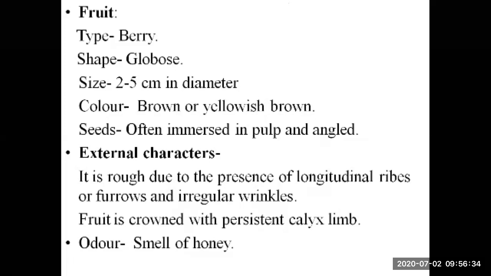The external character is rough due to the presence of the longitudinal ribs. That is Dharaphala. Because of those ridges, it is rough. It is rough due to the presence of longitudinal ribs or furrows and irregular wrinkles. The fruit is crowned with the persistent calyx limb.